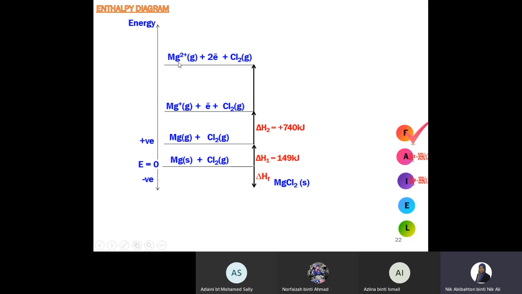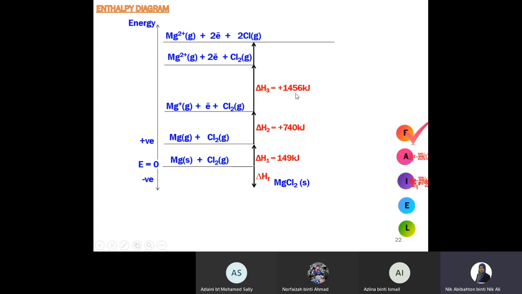Okay, next. We proceed with the second ionization energy of magnesium. For the second ionization energy of magnesium, we can see here we have 2 electrons from the equation. And chlorine gas is the same, no changes, just copy it back.